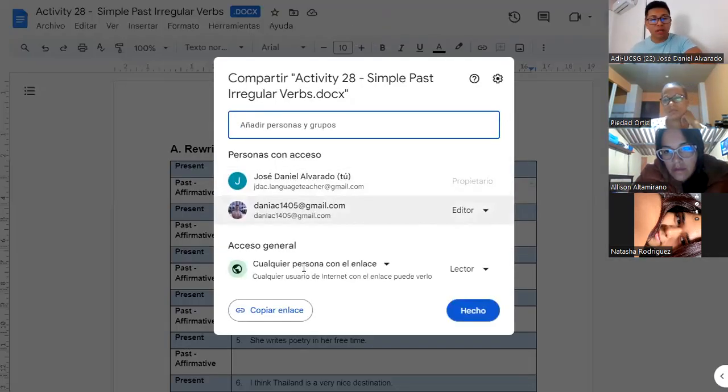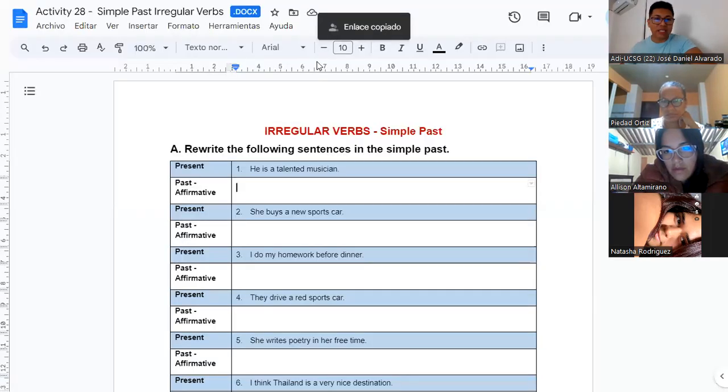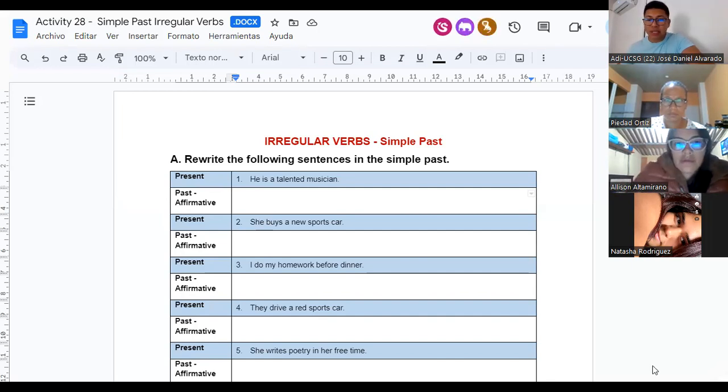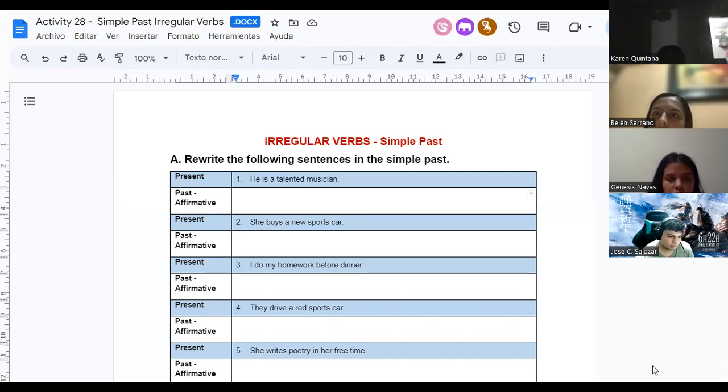Remember to upload it in your Google Drive folder so that I can check that you are working and I can correct if there are any mistakes. Okay, this is activity number 28. And then we're gonna start working on Moodle. Okay, click on the activity, please. And let me know when you have uploaded it. Susan, I will upload it in your folder.